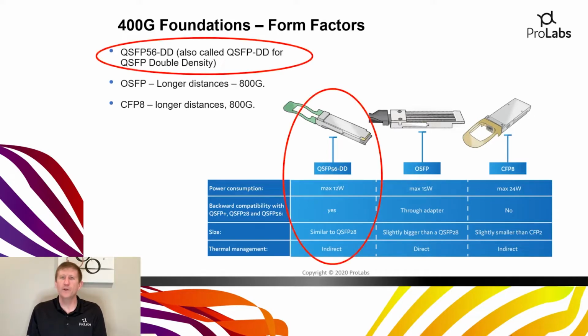So hence the QSFP56DD. Otherwise, we're going to be calling it, moving forward here, the QSFP-DD form factor, which has been crowned, if you will, as the winner of the form factor battle, if there is such a battle. The other two form factors perhaps are not going away. I think there's going to be a market for these as we look to beyond 400 gig. But right now, the QSFP56DD is the winner, if you will.